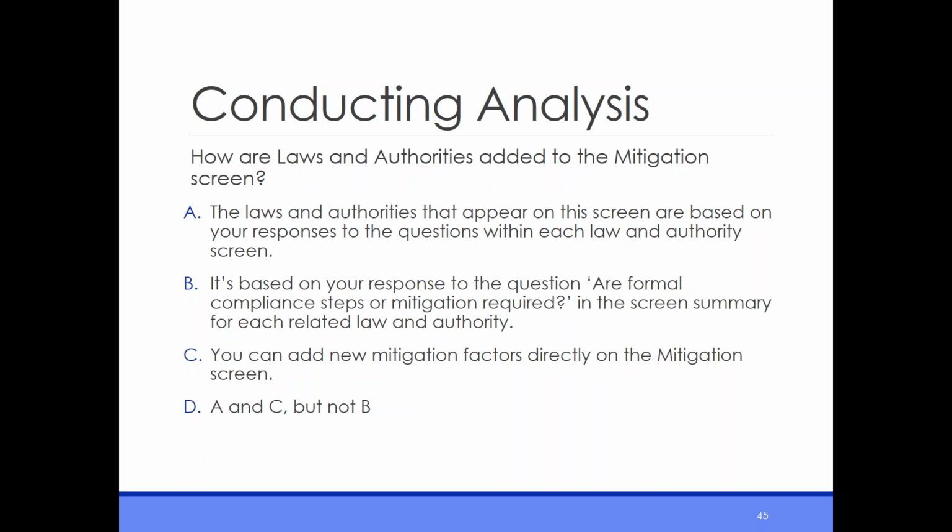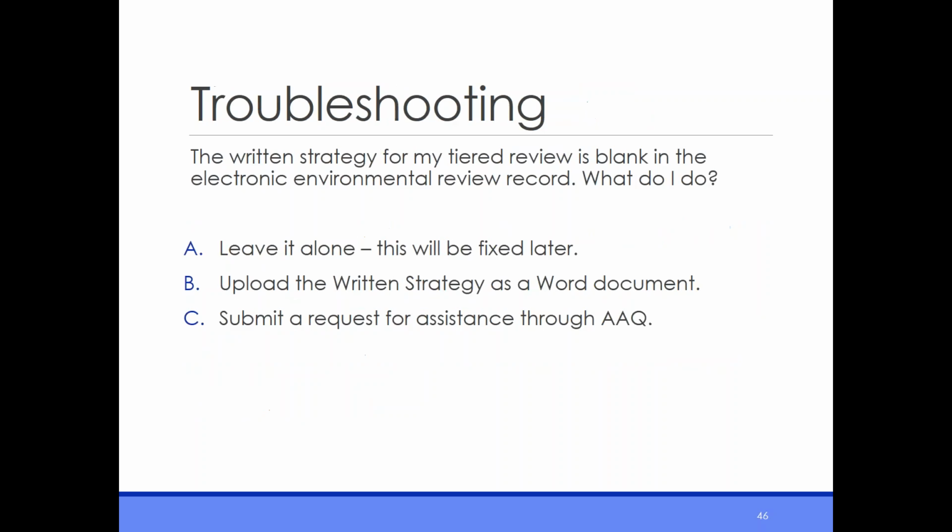So if something isn't captured in a specific law and authority, you can add it directly to the mitigation screen. But definitely note that if you're working through floodplains or something similar and you know that there's mitigation for floodplains and it's not appearing on a mitigation screen, go back to the floodplain screen and make sure you're prompted throughout the screen to the point where you are asked to provide a mitigation summary. Yes, and the answer is D.